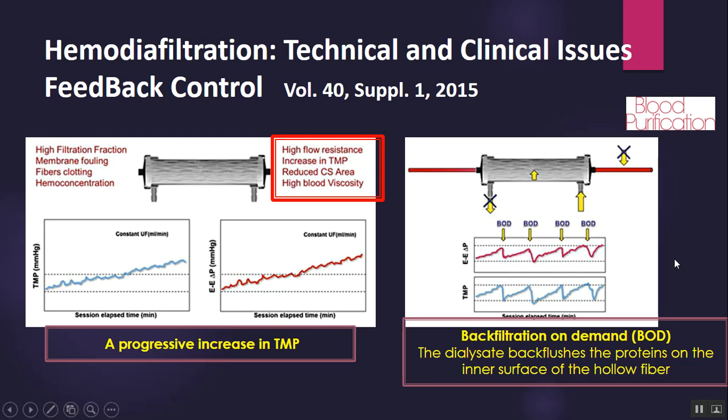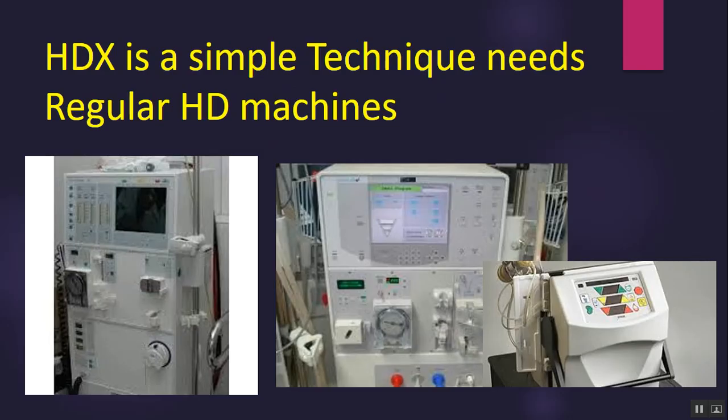In some hemodialysis machines, there is backfiltration on demand. When the transmembrane pressure increases, the machine starts to push dialysate from outside to the blood side, cleaning up the membrane and returning it back to its efficacy. That's called backfiltration on demand. على الناحية التانية الهيمودايفلتريشن بنلاقي ان HDX is a more simple technique that needs a regular hemodialysis machine.